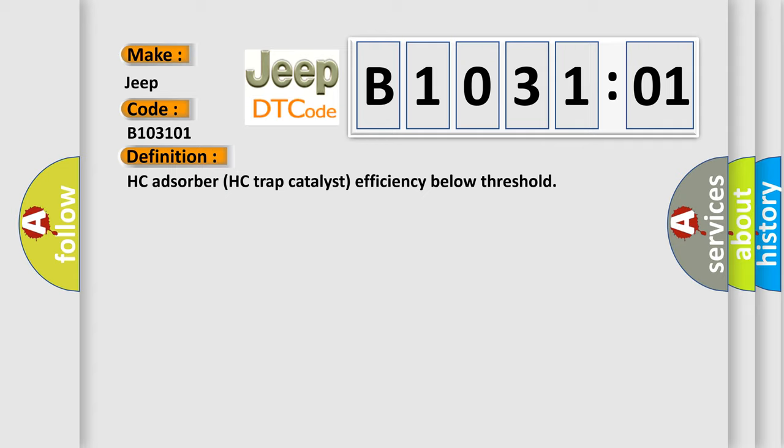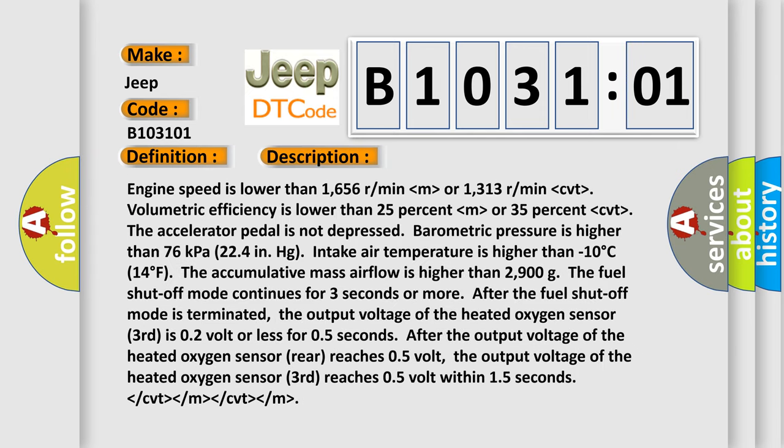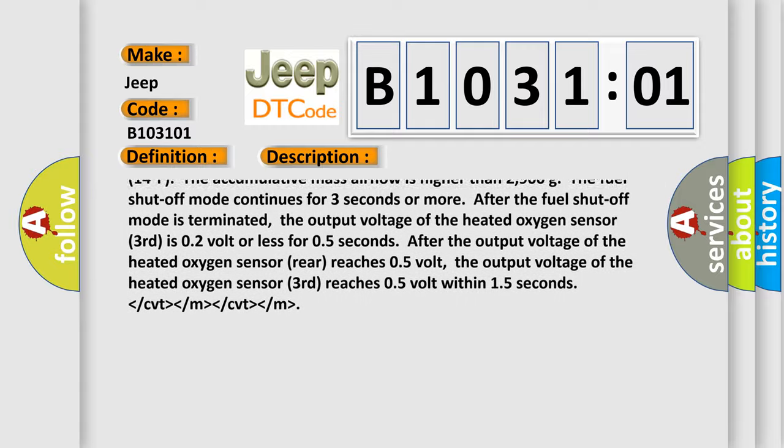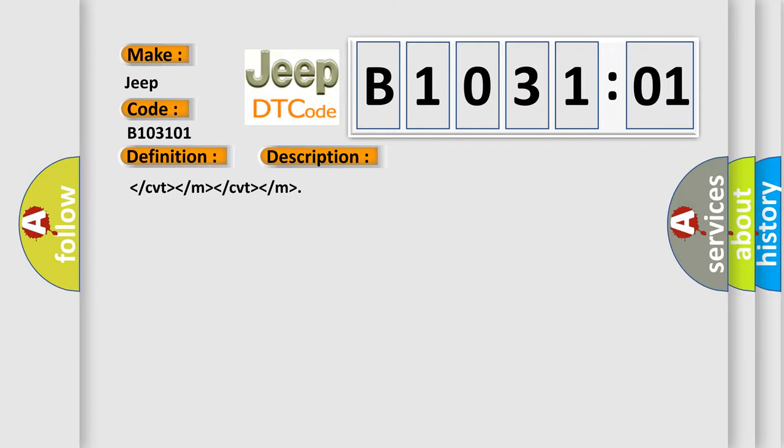The output voltage of the heated oxygen sensor third is 0.2 volt or less for 0.5 seconds after the output voltage of the heated oxygen sensor rear reaches 0.5 volt. The output voltage of the heated oxygen sensor third reaches 0.5 volt within 15 seconds, for both CVT and manual transmission models.